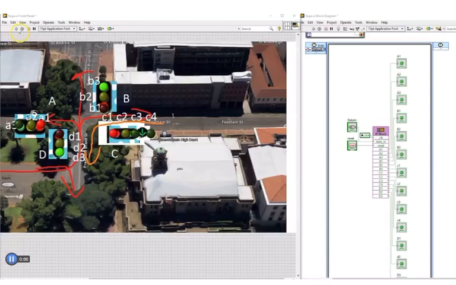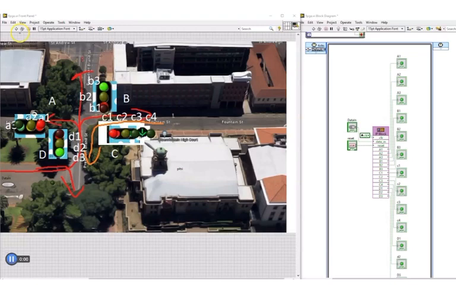This is the overall implementation of a traffic light using LabVIEW. So, for normal operation, which is state 0, the robot has to be green on B and D. Then A and C have to be red.